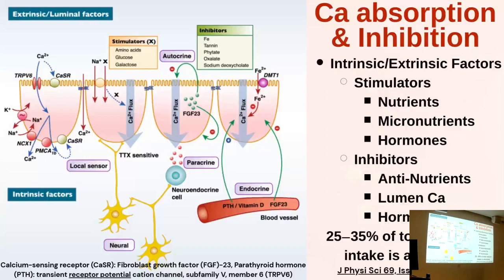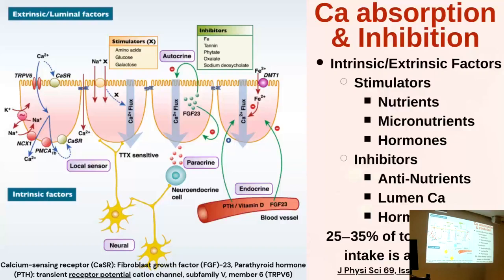Some calcium absorption takes place via sodium dependent transport. So if we've got enough sodium in the diet, that increases our absorption. Some of it takes place via something called calcium flux. So it's just passive diffusion. It just goes straight across our membrane.